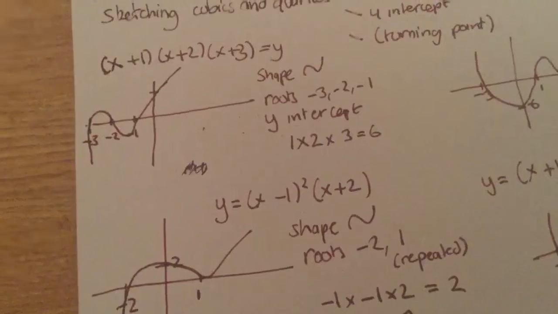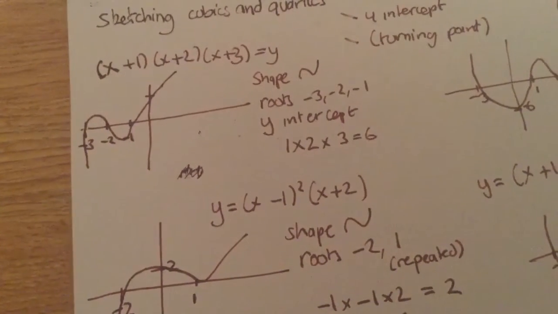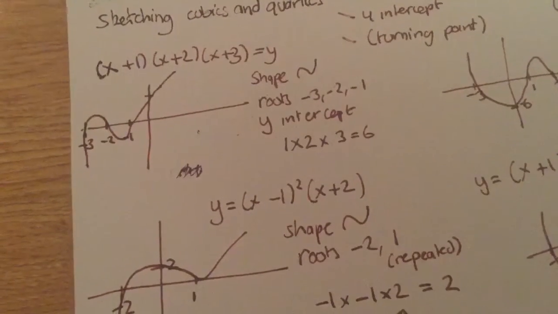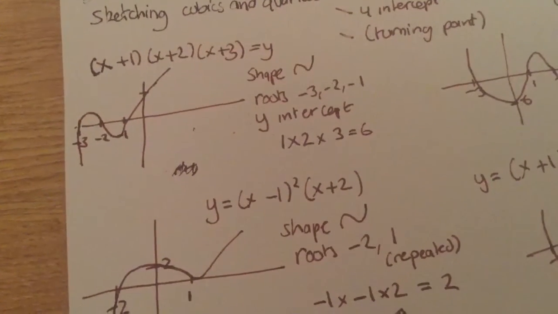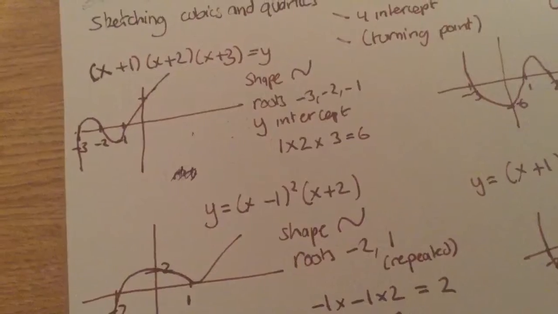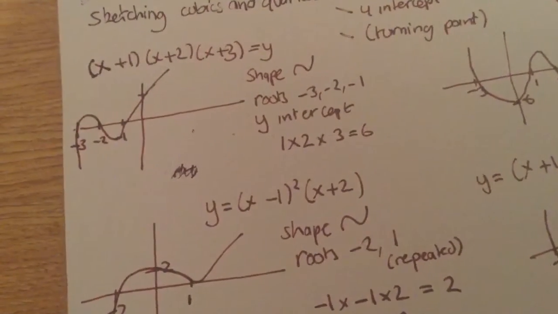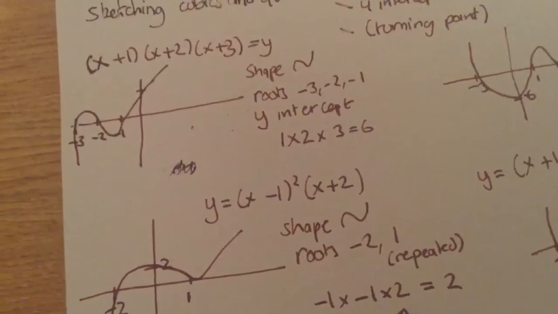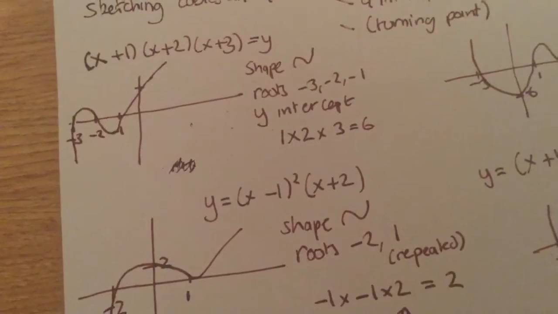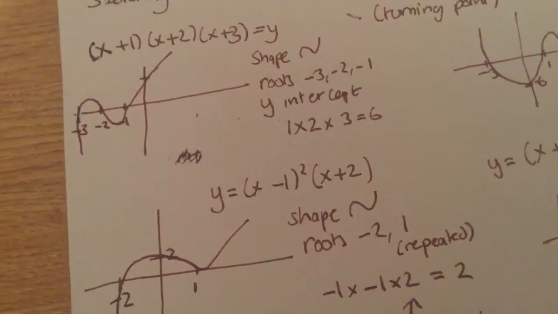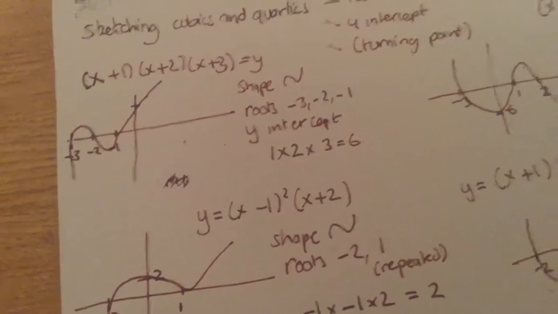What are the roots? The roots of the equation are when you make the equation equal 0, so obviously that means the roots of this particular one are minus 3, minus 2, minus 1. If that's not obvious to you, just think of it this way. If the whole thing equals 0, and there's 3 things multiplying each other, one or other of them has to be 0 to make the whole thing equal 0. So either minus 1 to make the first bracket 0, minus 2 to make the second bracket 0, minus 3 to make the third bracket 0.